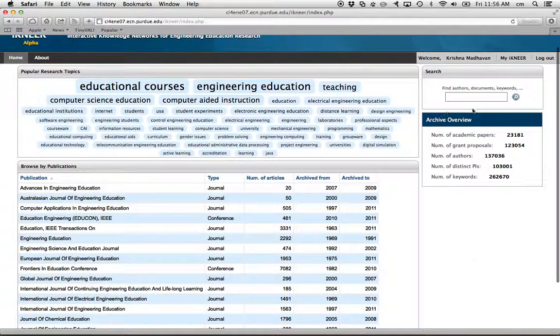Now, let me go back here on top. Here you see the search box. Of course, you can search for many things, authors, documents, keywords, and so on. I'll demonstrate that here in a little bit.